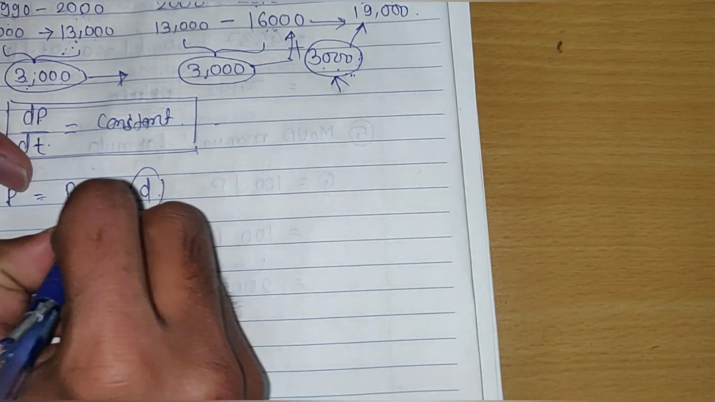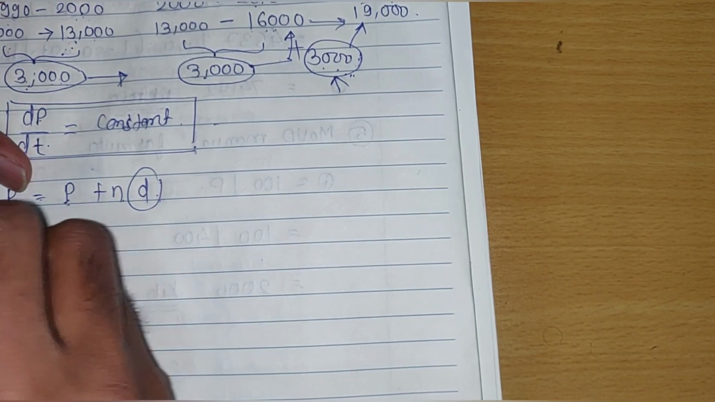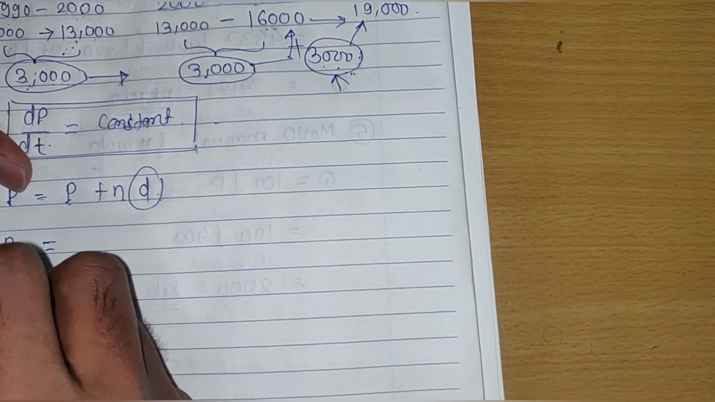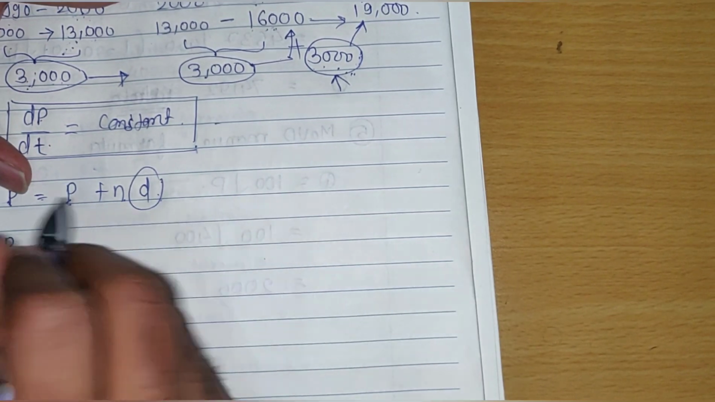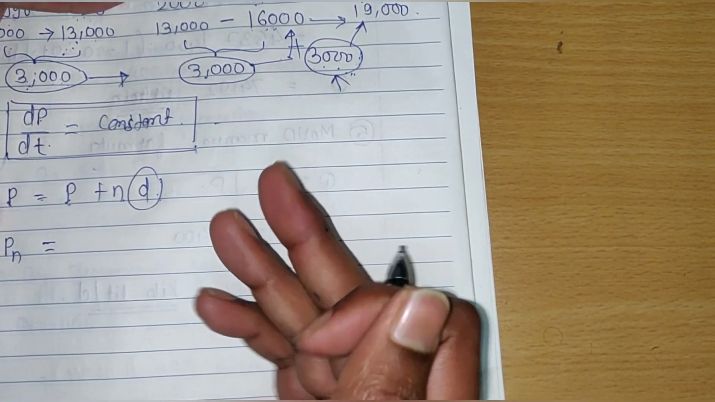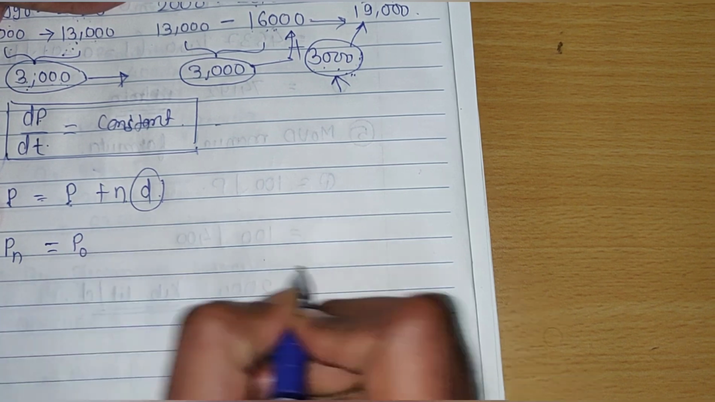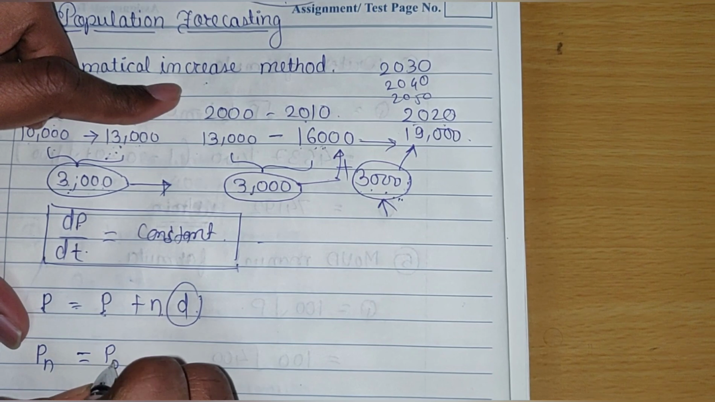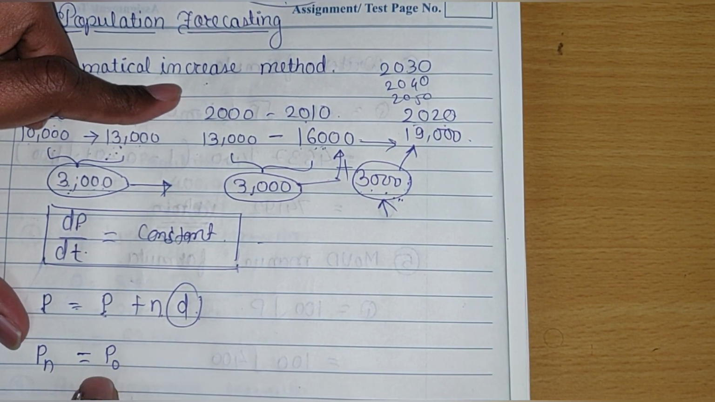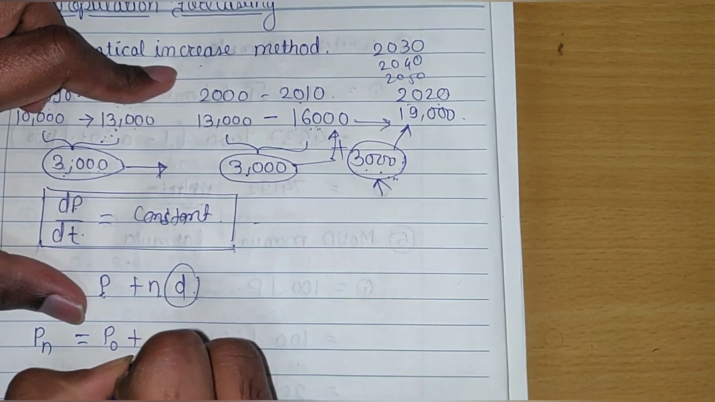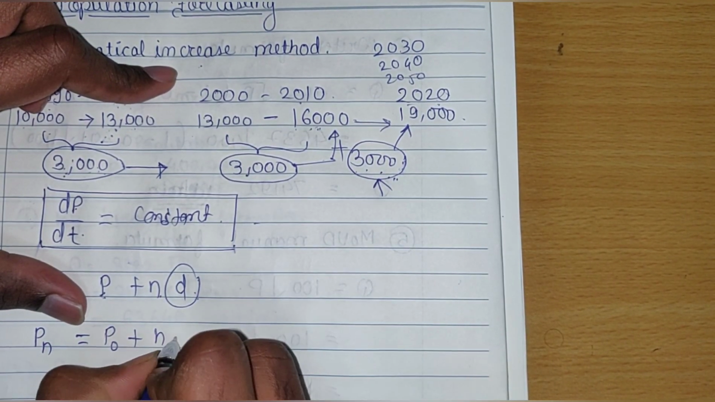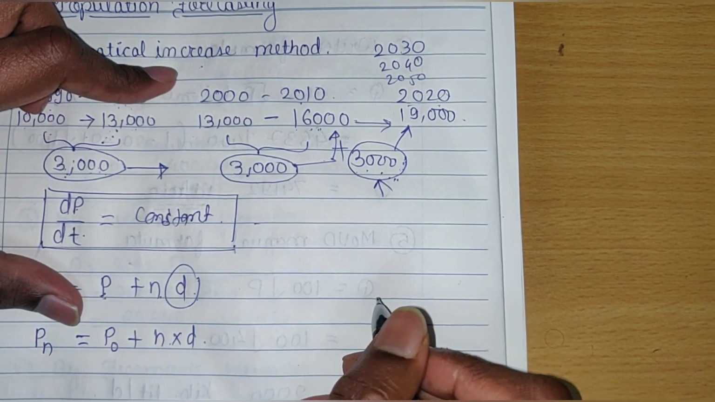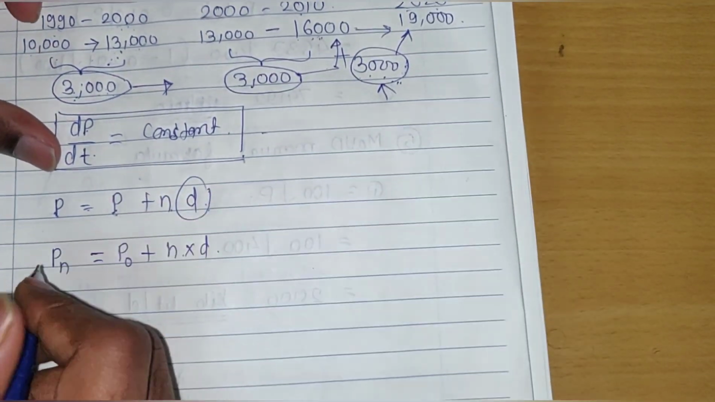For simplification I will write this equation in a simple manner. Okay, Pn means it is the forecasted population of the nth year. P naught is the present population. n is the number of decades and d is the average increase per decade.